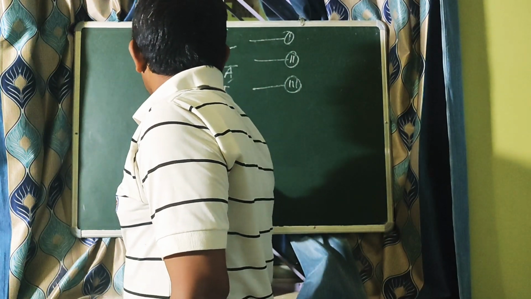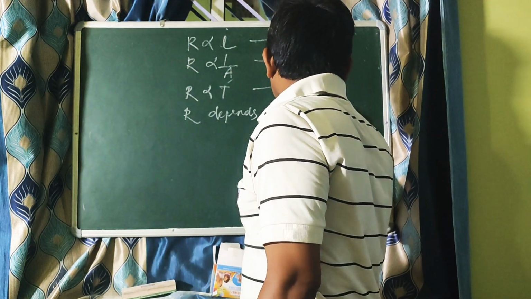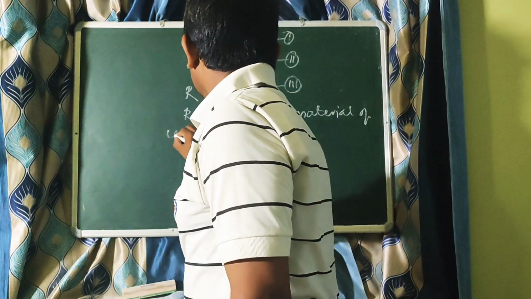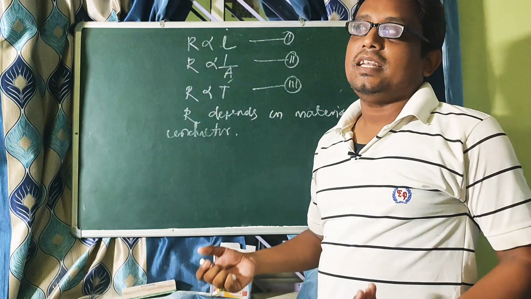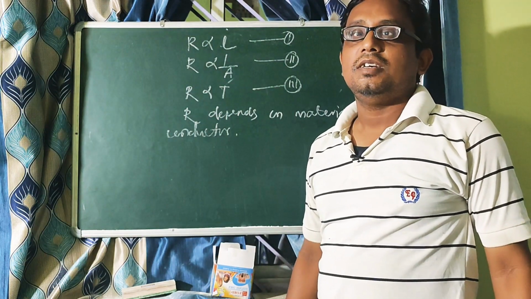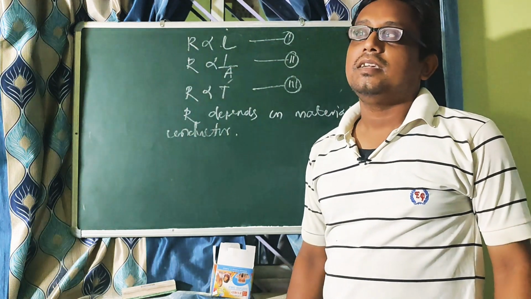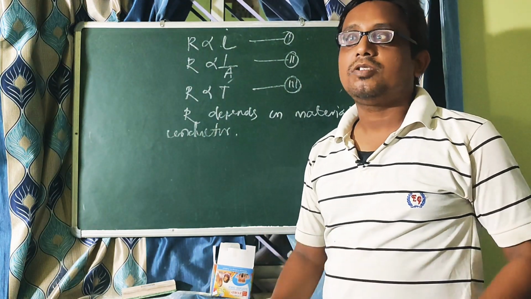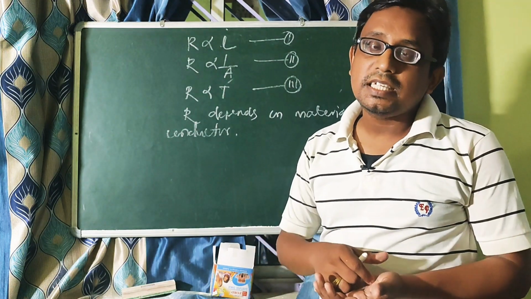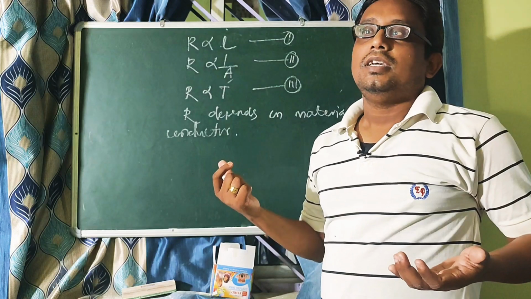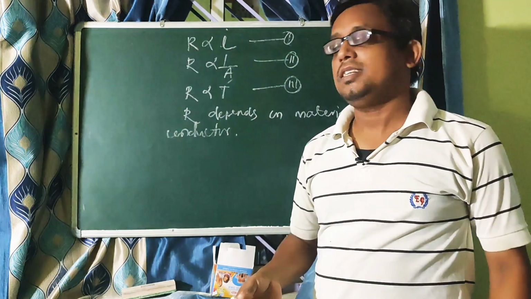Next, resistance depends on material of conductor. It means different materials have different resistances to the flow of current. We are using copper wires in our household wirings. Why do we not use iron wires? Because iron is stronger than copper, long lasting. But why are we using copper and aluminum instead of iron? Because iron has more resistance to the flow of current than copper and aluminum. So different materials will offer different resistances to the flow of electric current.